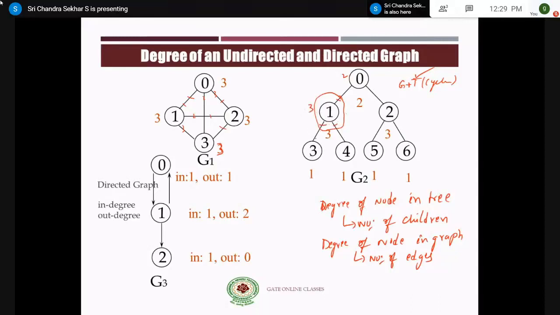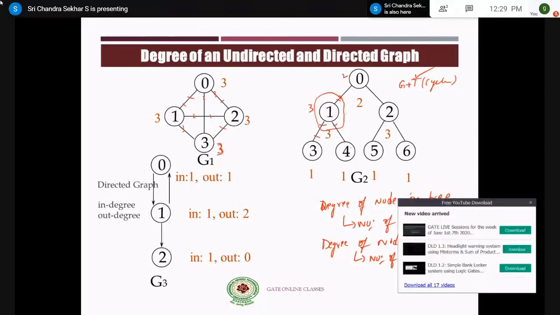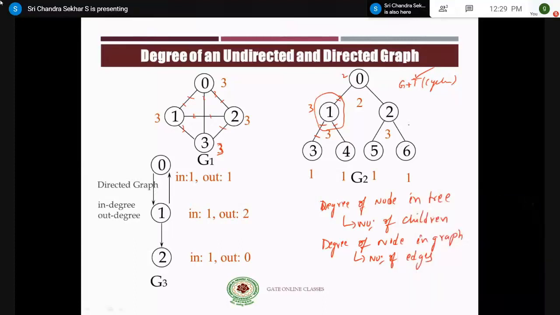Similarly, if you consider this 3, we have only one vertex 1. Therefore, for 4 it is 1, 5 it is 1 and 6 it is 1 and 2 we have the edge or the degree as 3, right?